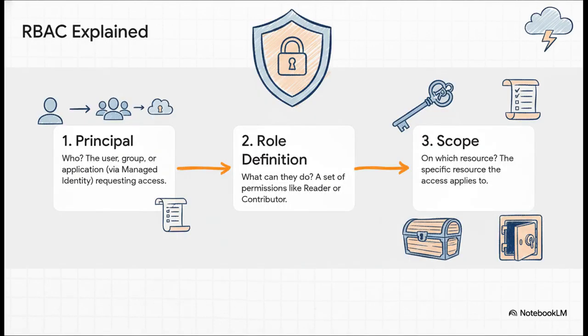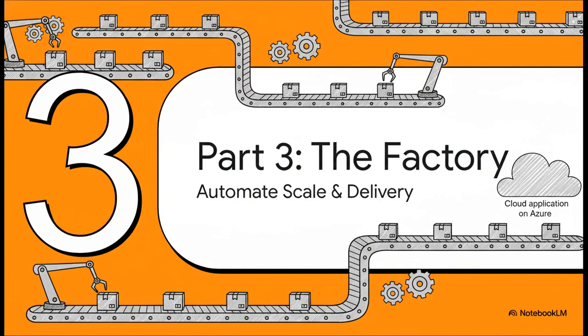We grant these permissions using something called Role-Based Access Control, or RBAC, and it's pretty much as simple as it sounds. You define who, that's the security principal, like our app's identity; what they can do, that's the role, like reader; and on which resource, that's the scope, like our key vault. It's exactly like giving a specific key to a specific person for one specific room. And that's it. All right, our app is built and it's secure.